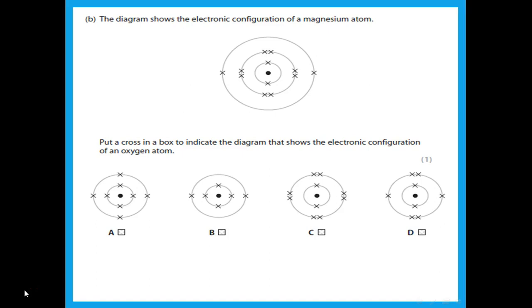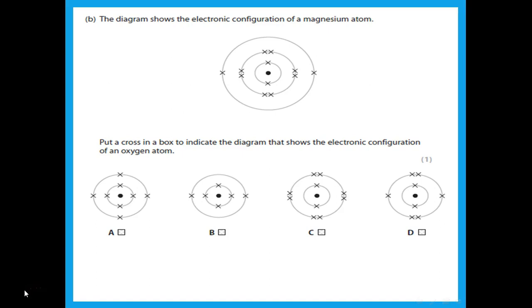Okay, the diagram shows the electronic configuration of a magnesium atom. So it has the distribution 2, 8, 2. Put a cross in a box to indicate the diagram that shows the electronic configuration of an oxygen atom. Now, you should realize that you look in the periodic table for oxygen. You will always be provided with a copy of the periodic table in any exam or any paper. If you look at the oxygen atom in the periodic table, you will find that it has a small number 8. That means it has 8 electrons.